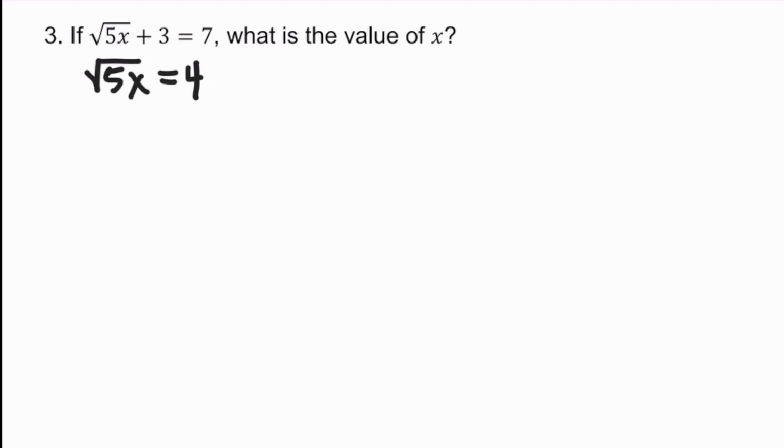Then, to get rid of the square root, I'm going to square both sides, and just remember when you square both sides of an equation, we have to check our solution to make sure it's valid and we didn't run into an extraneous solution, but I don't think that this one's going to make that happen. So square both sides, and I get 5x equals 4 squared, which is 16. I'm going to divide both sides by 5, and get x equals 16 divided by 5.